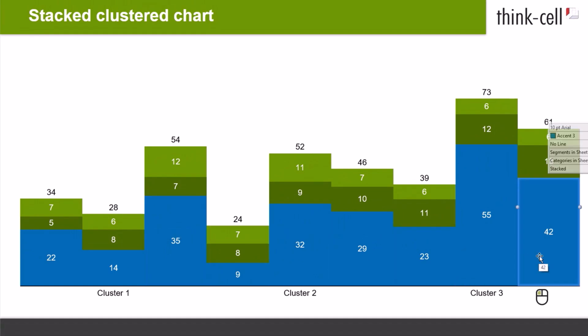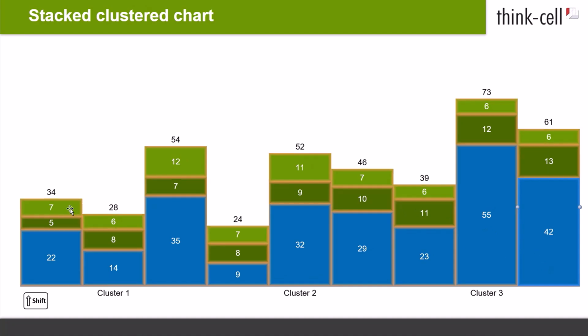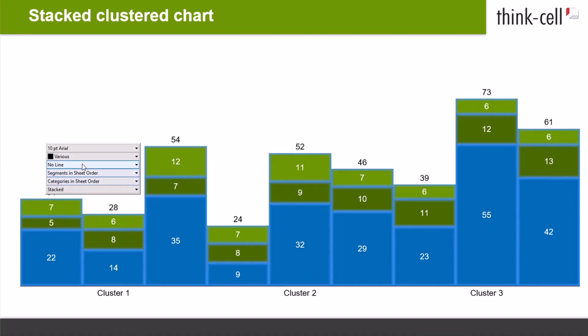If the segments of your chart do not have an outline, multi-select all segments, and pick an outline style and color from the floating toolbar.